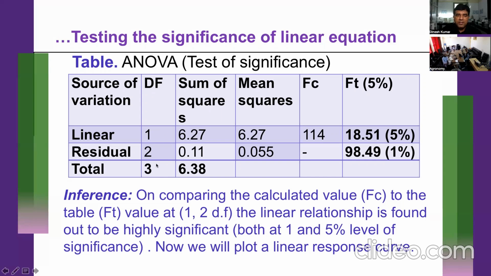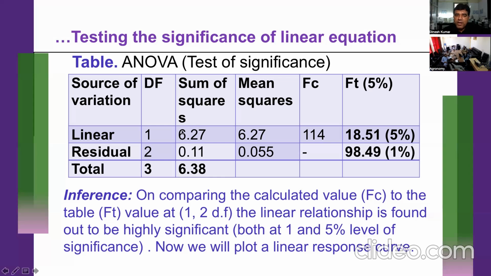So 1, and then this residual is 3 minus 1. That means total degree of freedom minus regression degree of freedom will give us residual. Or directly you can remember it is n minus 2. N is 4 pairs, so 4 minus 2 will give you 2.